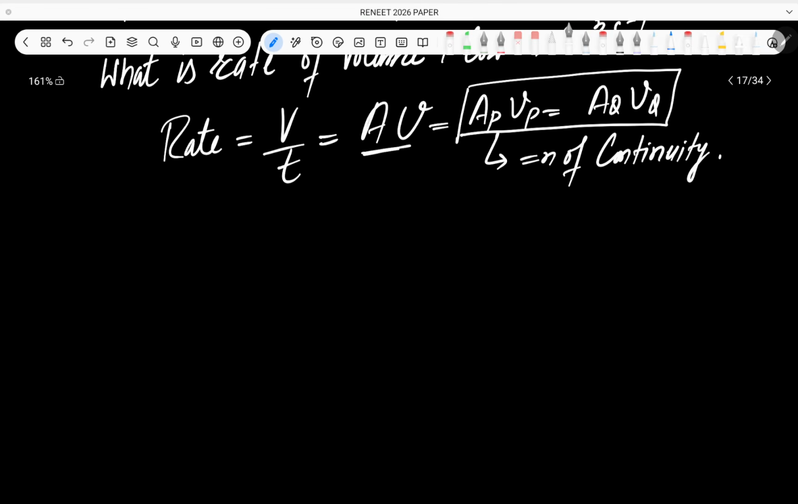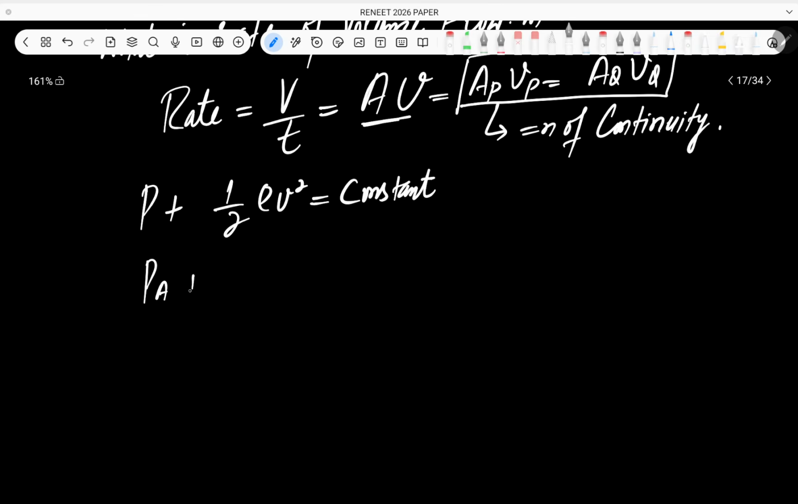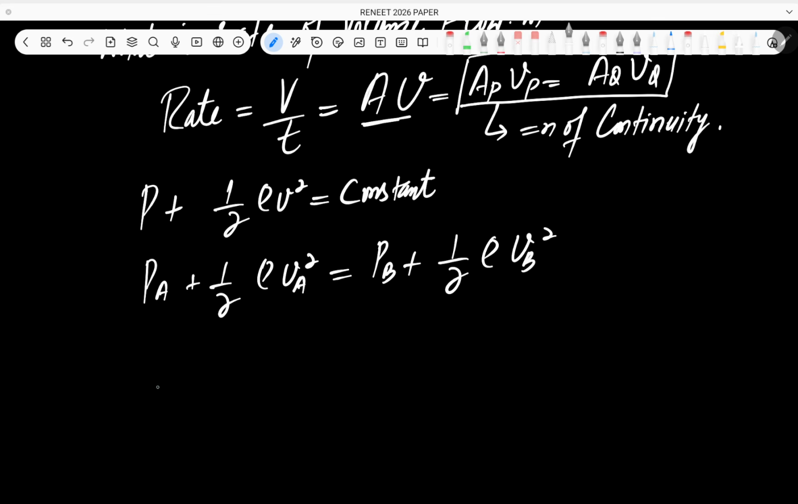By using Bernoulli's theorem. And what exactly is Bernoulli's theorem? Is it P plus 1 by 2 rho into V square equal to constant? The reason is that the height is the same at both P and Q, which means PA plus 1/2 of rho into VA square equals PB plus half of rho into VB square, isn't it? So I will write like this: PA minus PB, which is given to me, that's 15. Here I will write down 1 by 2 rho into VB square minus VA square.